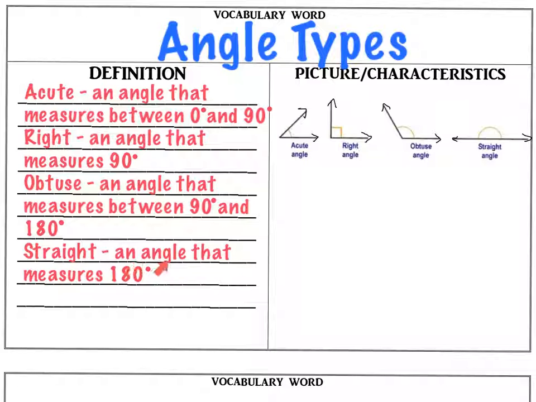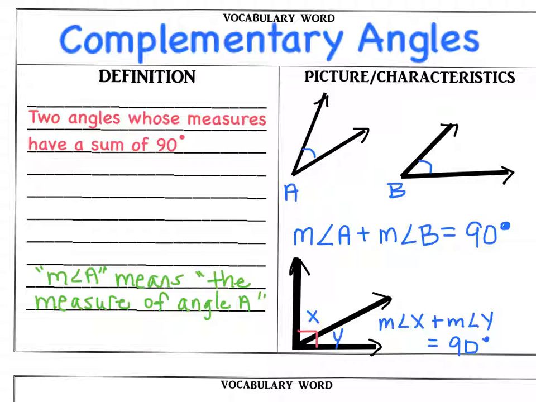One more, a straight angle. A straight angle is what we're used to just calling a line. You can also call it a straight angle because it measures 180 degrees. So this is how we measure 180 degrees. We draw a line, really, and we call it a straight angle. So copy those down. Okay, 2 more to go.